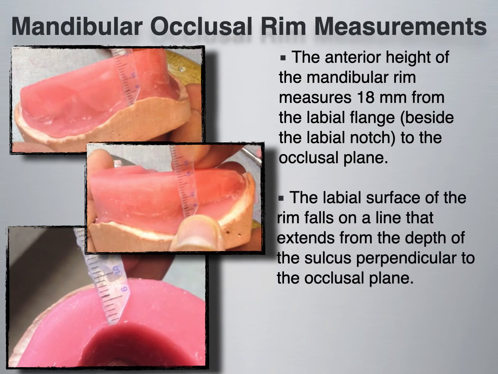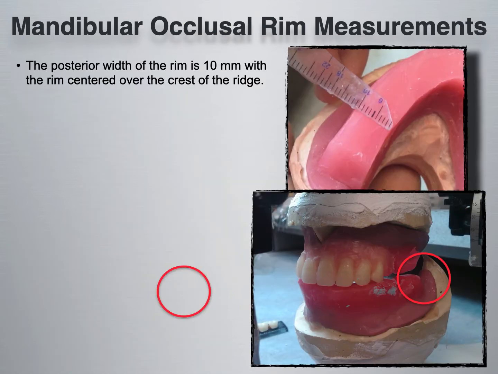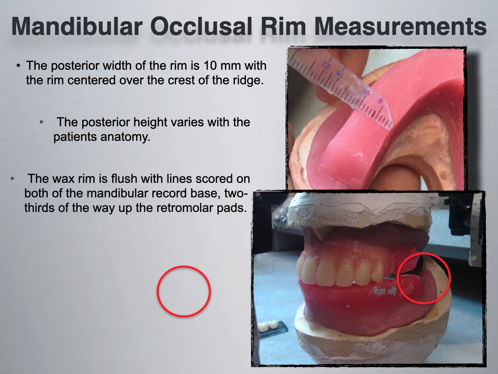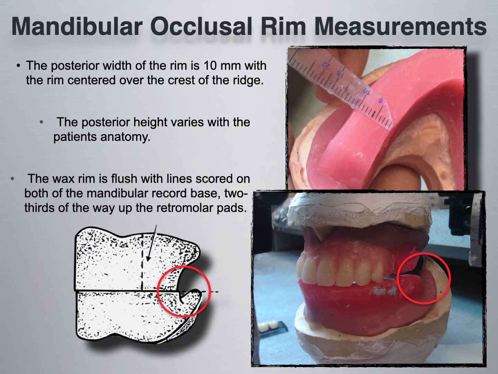When it comes to your mandibular occlusion rim, we're looking at an anterior height of about 18 millimeters from the labial flange. The labial surface of the rim falls on a line that extends from the depth of the sulcus perpendicular to the occlusal plane. And when it comes to widths, they're about the same as the maxillary, 10 millimeters in the posterior, 8 millimeters in the anterior. What should be said here is that the wax rim in the posterior is flush with lines scored on both of the mandibular record bases, 2/3 up the way of the retromolar pads.